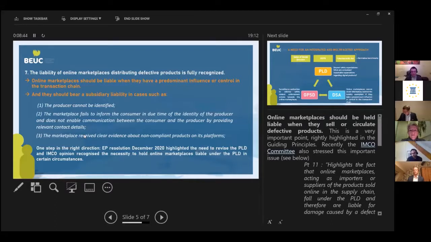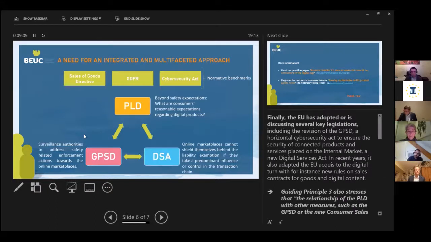We have some promising political support for this in the European Parliament, for example, who has openly already endorsed the need to revise the Product Liability Directive, and the Internal Market and Consumer Protection Committee also recognizing in its opinion the necessity to hold online marketplaces liable under the PLD in certain circumstances. And then the last point I would like to make is also the importance of having an integrated and multifaceted approach when we regulate liability.